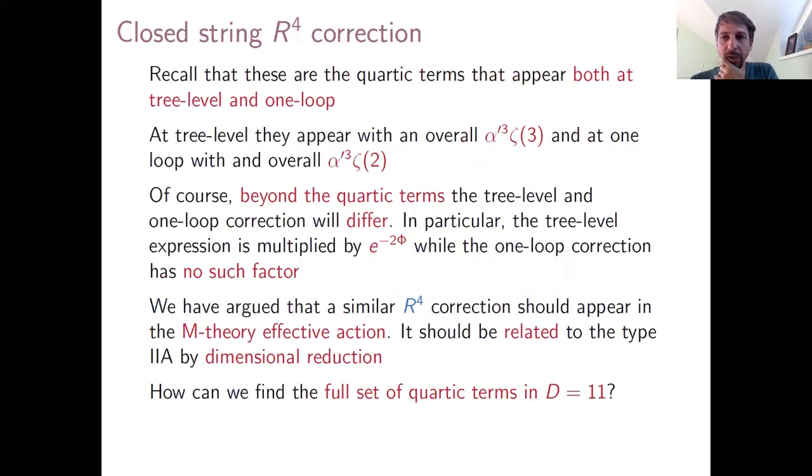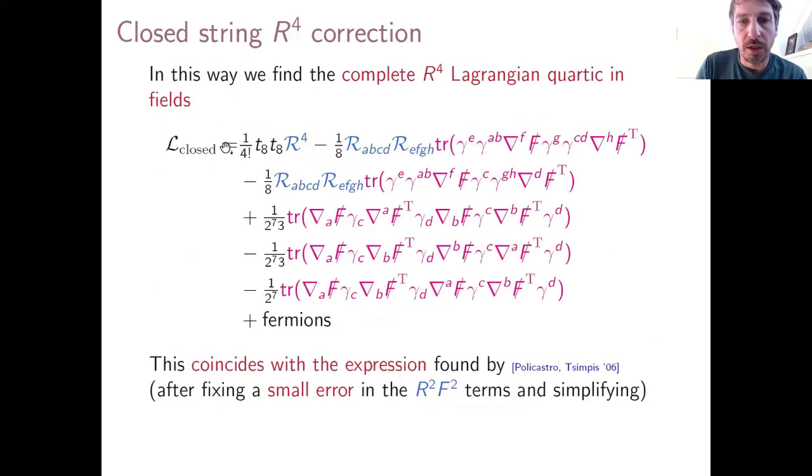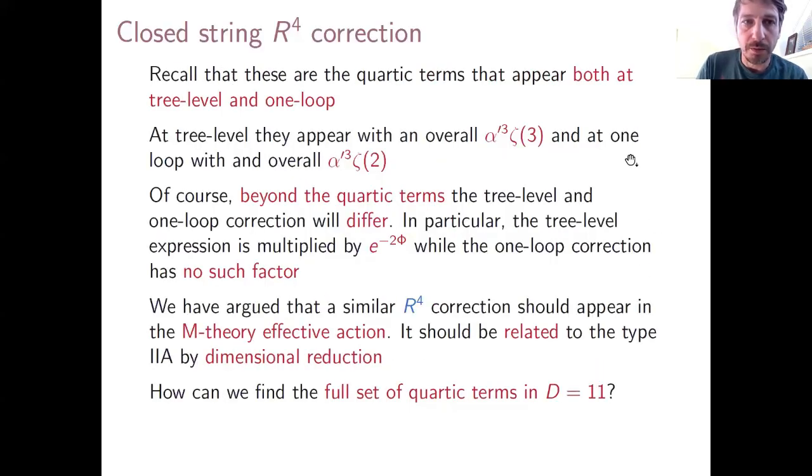Now, remember that these same terms appear both at tree level and at one loop. Because we said the 4-point function is the same, up to the overall coefficient, which I didn't put here. At tree level, there's some zeta of 3 alpha prime cubed, and at one loop, there's a zeta 2 alpha prime cubed in front of all of this. But the structure is exactly the same at tree level and one loop. Right, that's what I said. This is zeta 3 at tree level and zeta 2 at one loop.